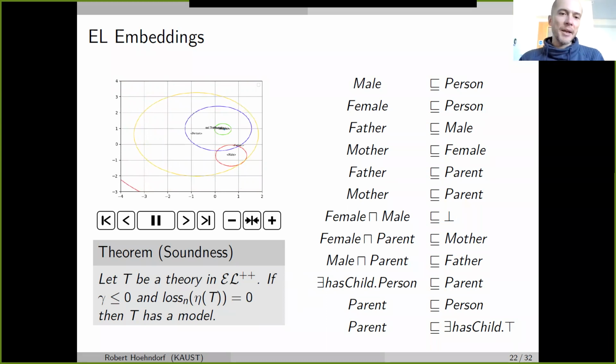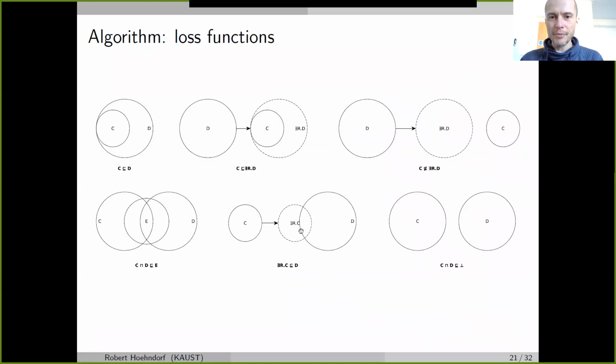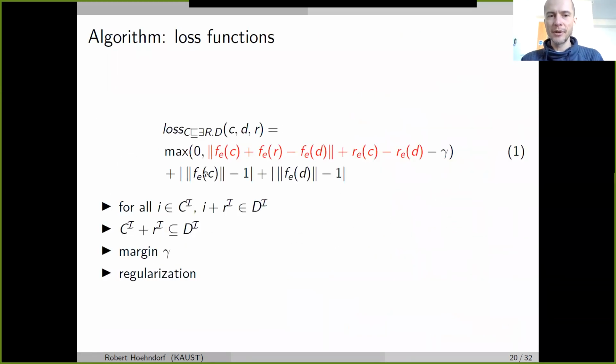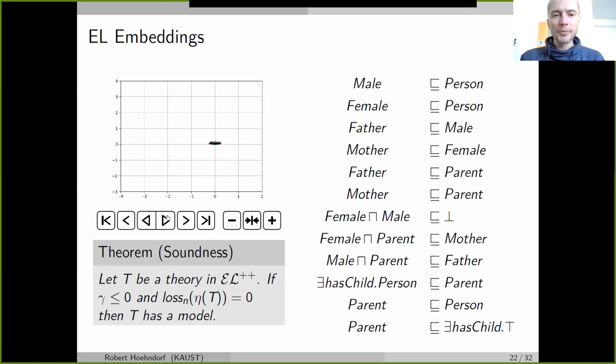And we are using gradient descent in order to minimize the loss functions, or this is one part of the loss functions. We have one for all the 7 normal forms, and we just sum them up. So we jointly minimize them all. What we are doing here is we try to find a model in 2-dimensional space, and then we simply output the n balls after each 10 iterations.